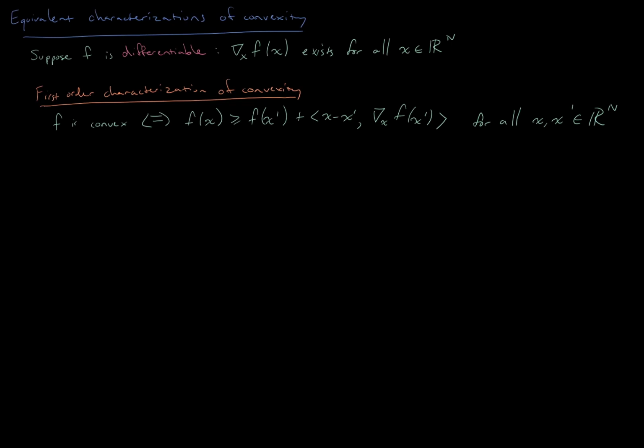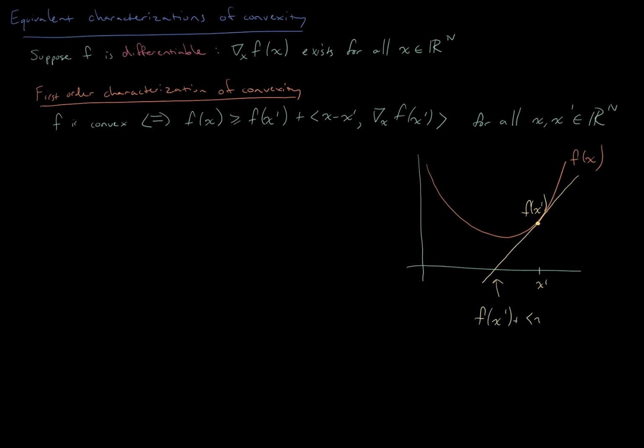This, again, looks a little complicated, but let's draw a picture of this. So if we have our function f of x, what this is saying is that f of x is greater than a linear approximation. And what is this linear approximation? It's basically the tangent to f of x evaluated at x prime. So if we look at x prime, and we have f of x prime here, then this linear form on the right-hand side of this inequality is just, in this one-dimensional case, a line with slope determined by the derivative of f at x prime that passes through x prime. So this is just a linear approximation to f at x prime. And for convex functions, this is always below f of x.